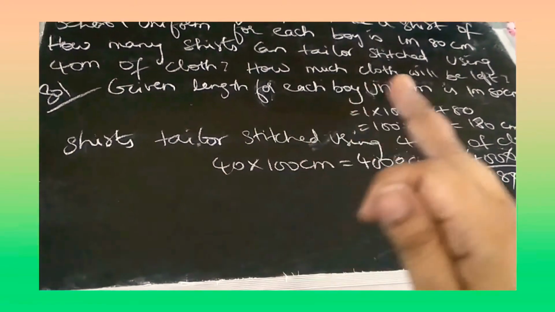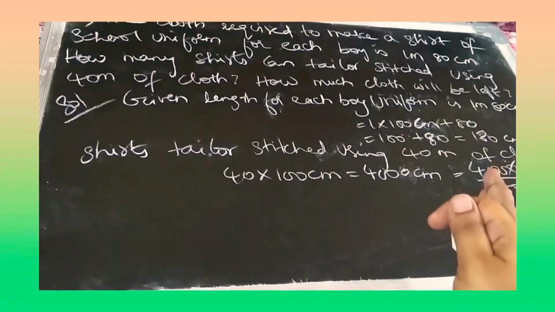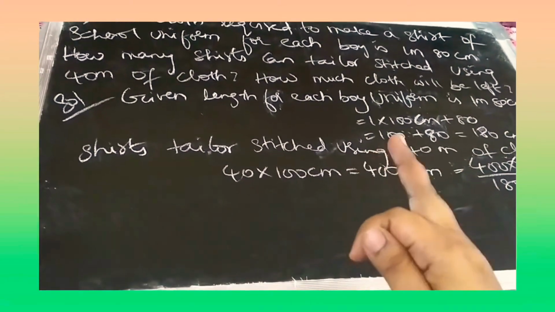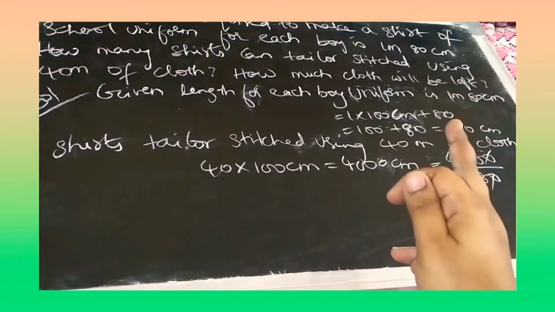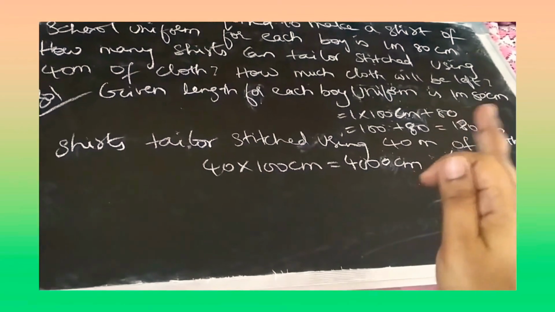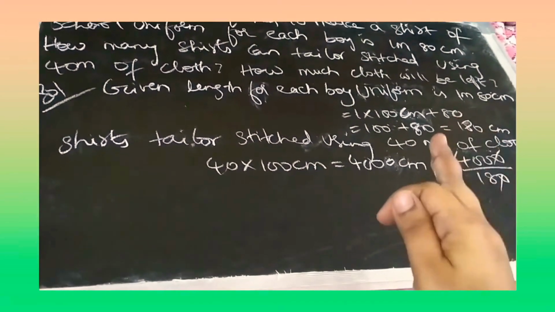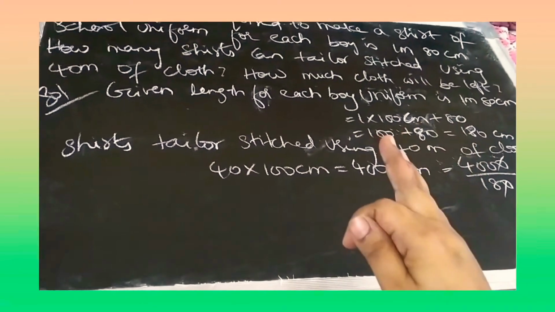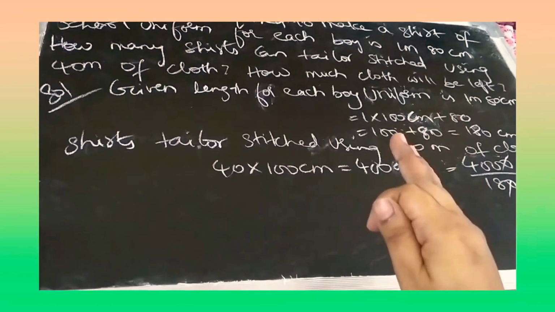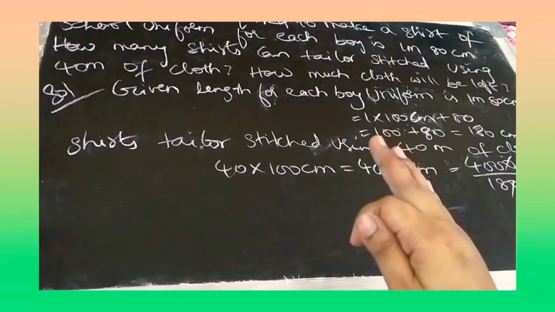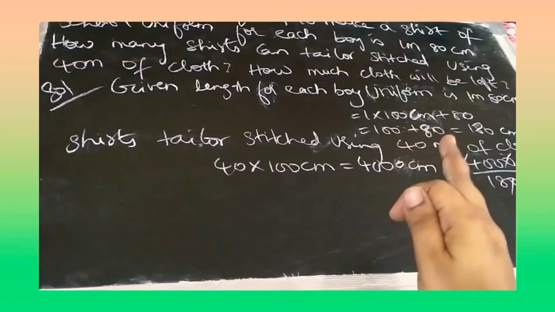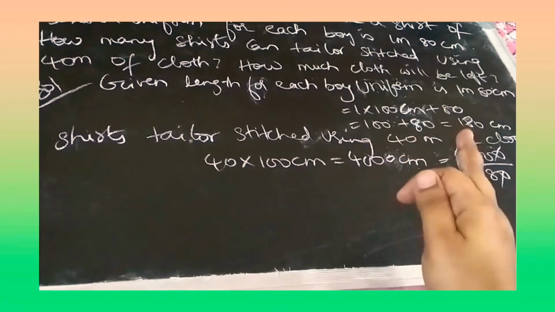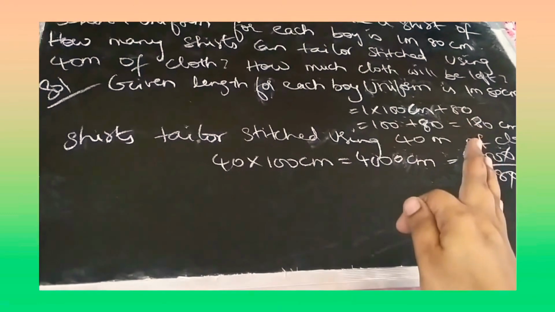So the given length for each boy's uniform is 1 meter 80 centimeter. We have to convert this meter into centimeter, because we can't take meter and centimeter at a time. So 1 meter means 1 into 100 centimeter, plus 80. 1 into 100 is 100, plus 80 is 180 centimeter. So we have got the answer in centimeter.